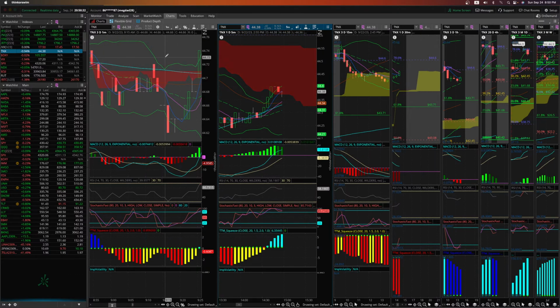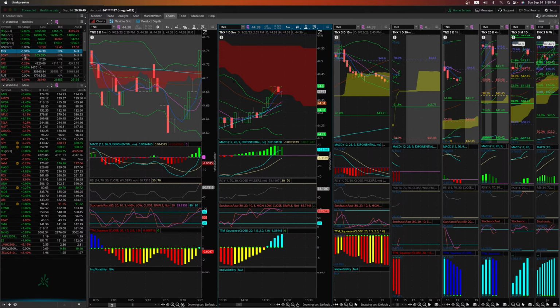And this is what everybody watches. TNX, when it rises, the market goes down. When it goes down, the market flies up. You can go look at the historic move of TNX and then go look at the SPX historic move. You can see that they really go in opposite directions.